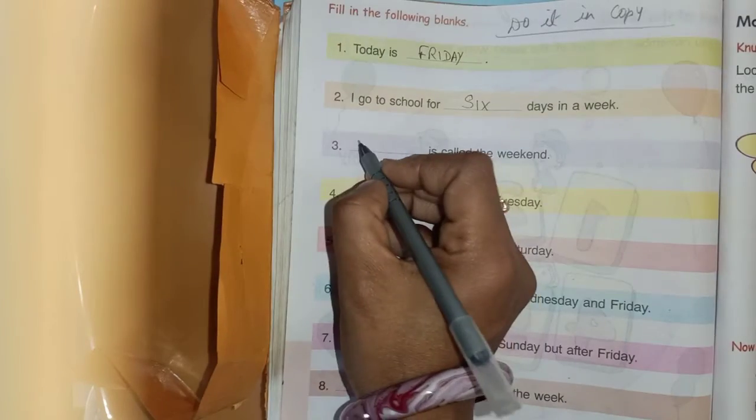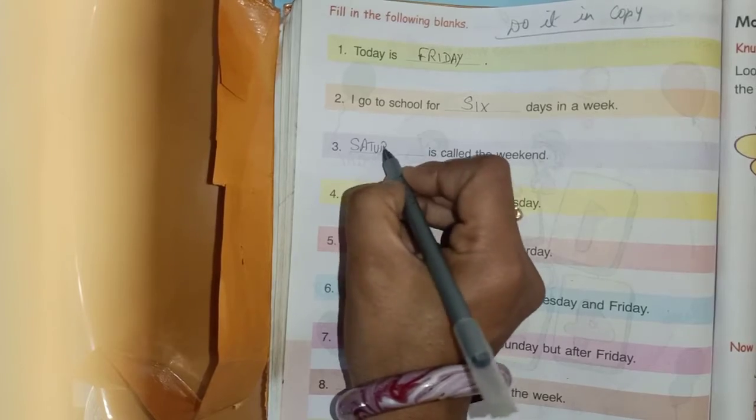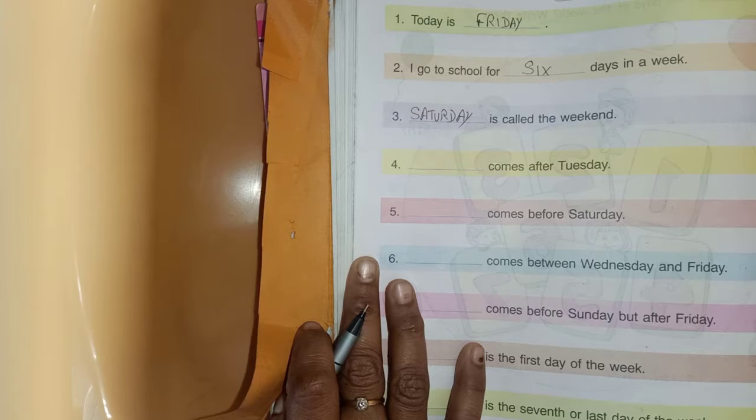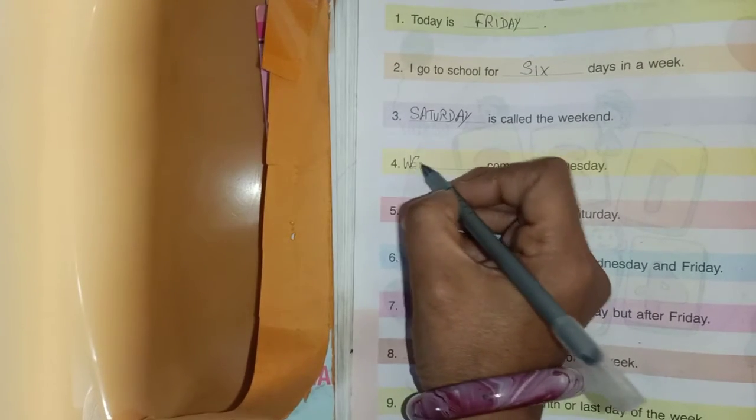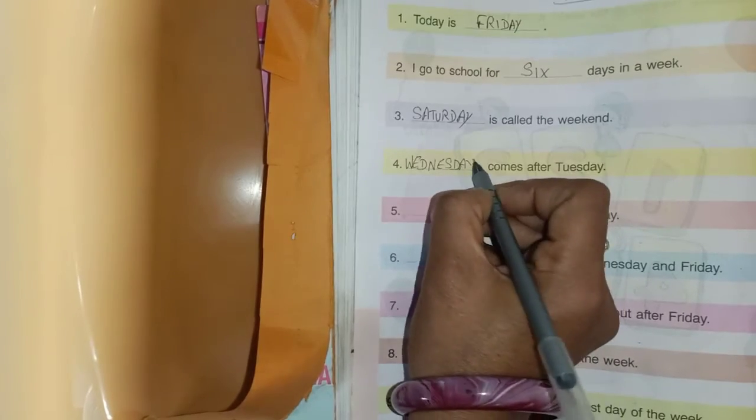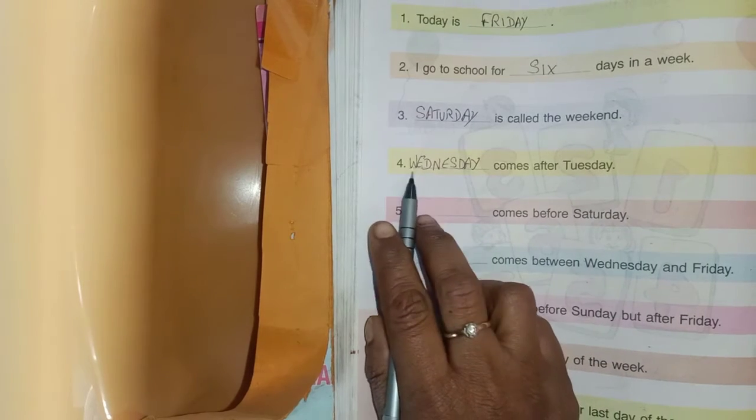Now next question. Dash is called the weekend. Saturday. Dash comes after Tuesday. What comes after Tuesday? Tell me. Wednesday comes after Tuesday.